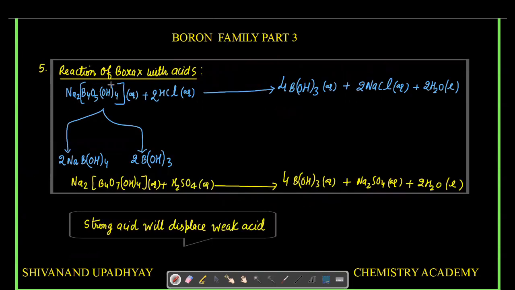The fifth reaction is the reaction of borax with acid, right? So it's a very simple reaction. We are taking a strong acid. We know now that borax is a mixture of a weak acid, boric acid. In 1 mole of borax, there are 2 moles of boric acid and 2 moles of salt of boric acid with a strong base. So here acid and acid are not going to react. What is happening here is that this is a strong acid and it is displacing this weak acid from this salt. So that is the reaction.